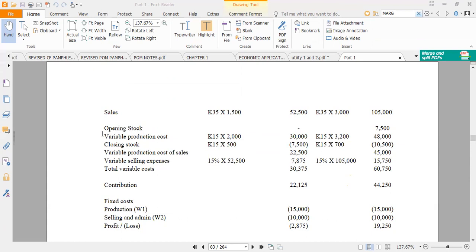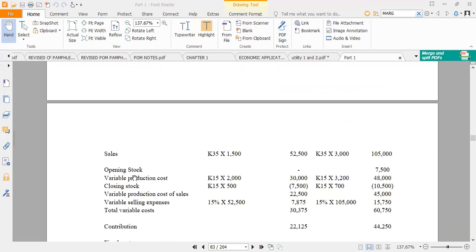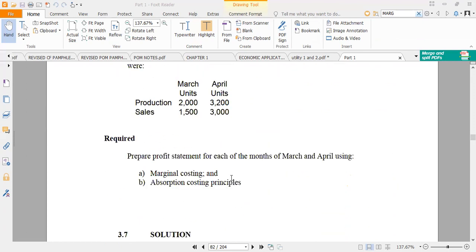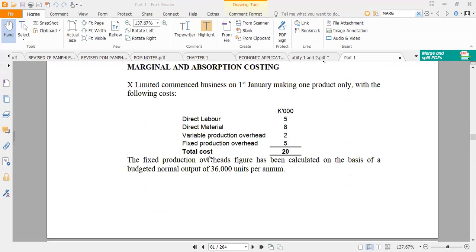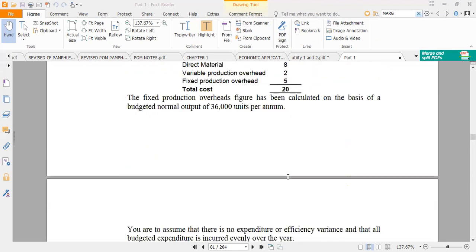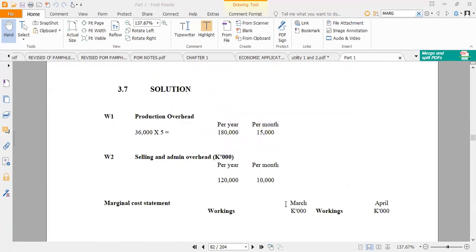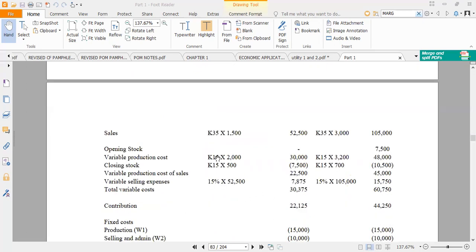Then our opening stock was zero in this case. We did not open with any for March, so that's why it's zero here. Variable production cost is 15 multiplied by 2,000 because we produced 2,000 units. The 15 comes from adding only the direct costs for marginal costing: 5 plus 8 is 13, plus 2 is 15. We are ignoring the fixed cost because marginal costing is not a full product cost.